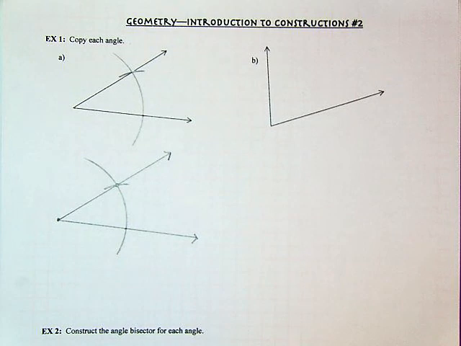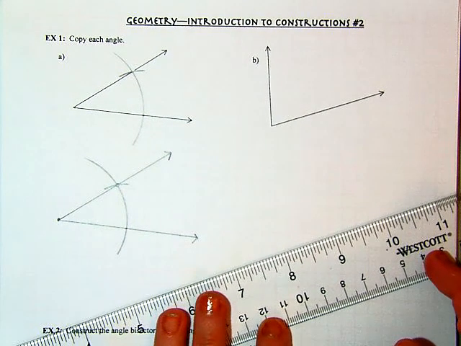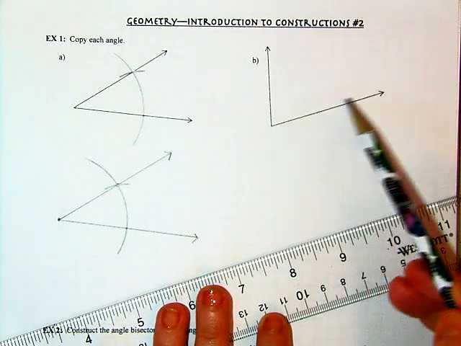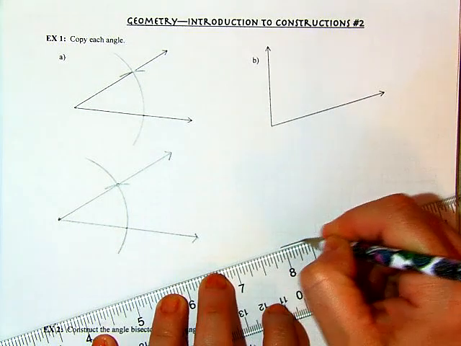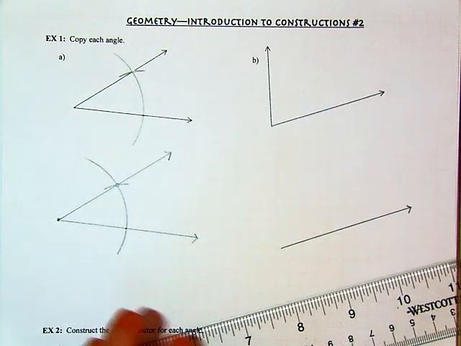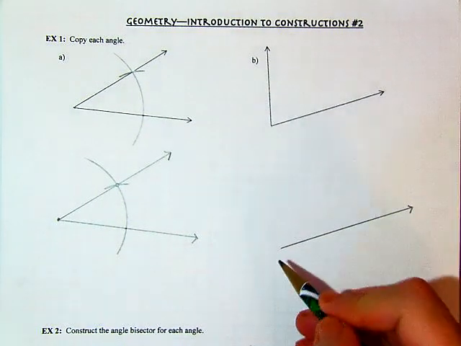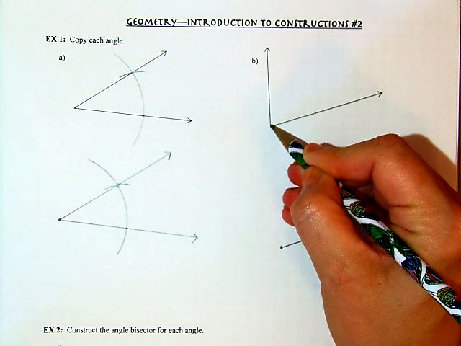Okay, same instructions as before. If you want to pause me for a moment and try the second one on your own, that would be great. All right, here we go. So, same process. I'm looking at this lower ray. That's my preference. So I'm going to start by drawing my starting ray, just like so. This is where the vertex will be of the angle that I'm copying, right? That's the vertex right here.